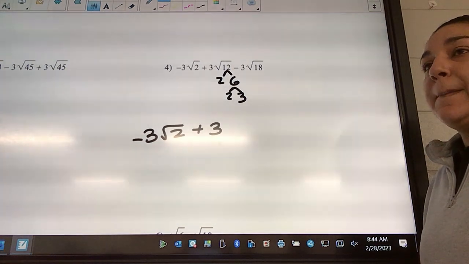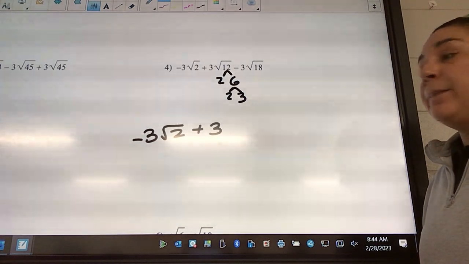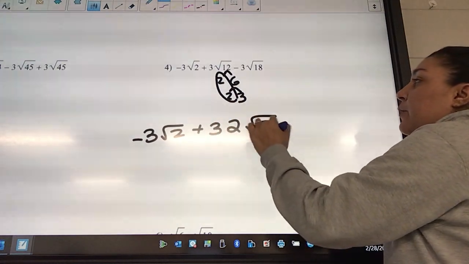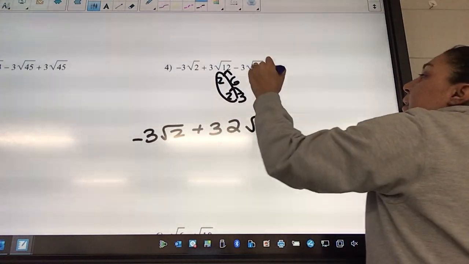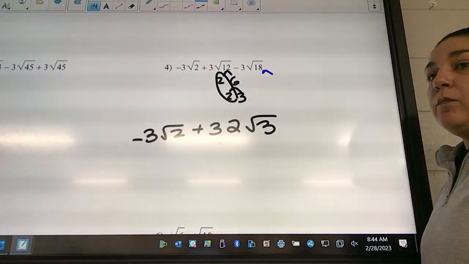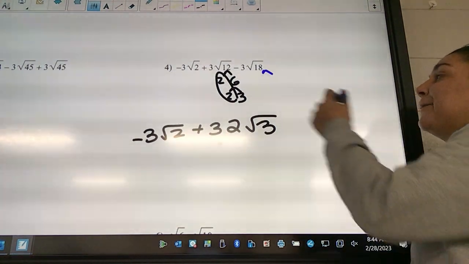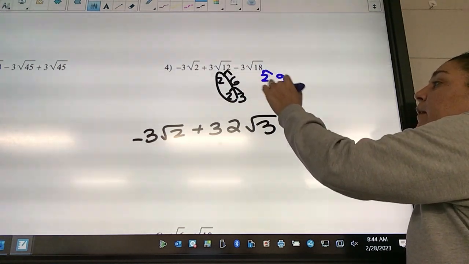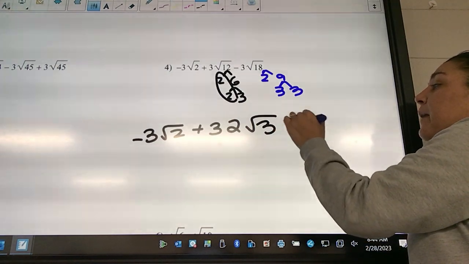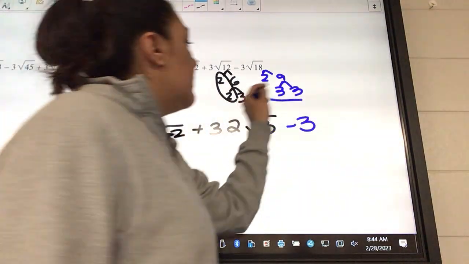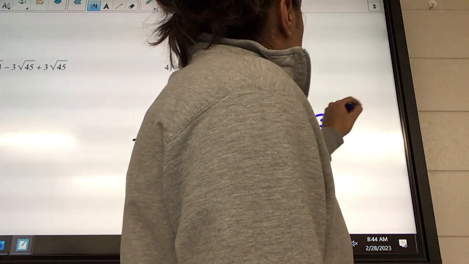Who can go? A group of 2's. Who cannot go? The 3. Okay, and then what about this 18? What are some factors of 18? 2 and 9, 3 and 3. Okay, so we got minus 3. Who can go? The group of 3's. Who cannot go? The 2.